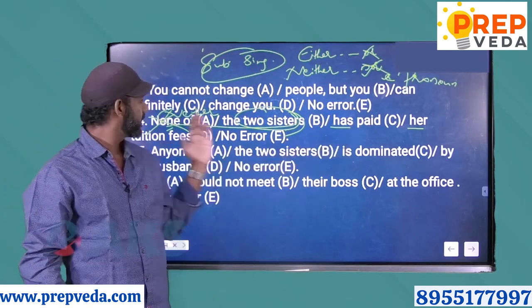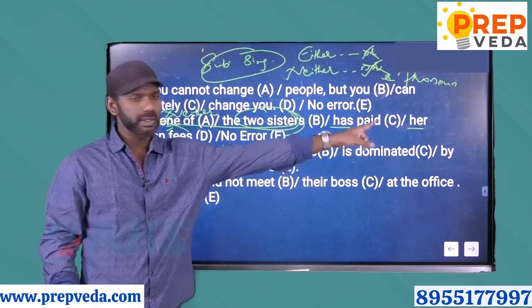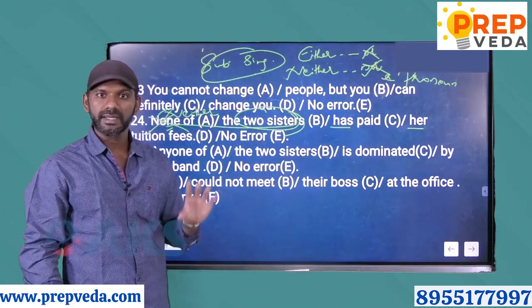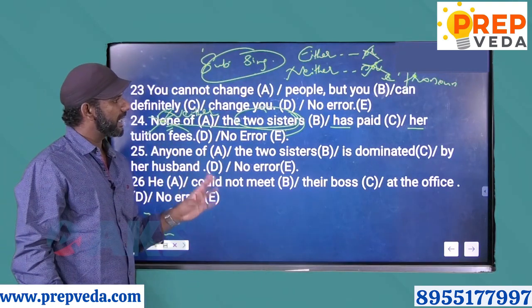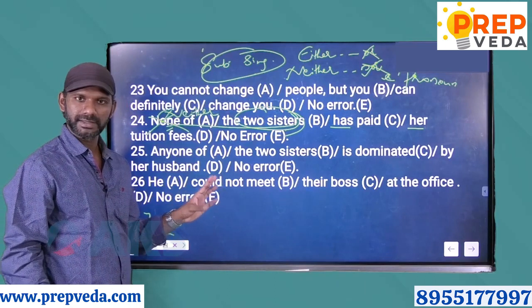Her is a singular pronoun. Subject is singular, verb is singular, pronoun is also singular. This statement now is completely correct. So neither of the two sisters has paid her tuition fees. Getting it?